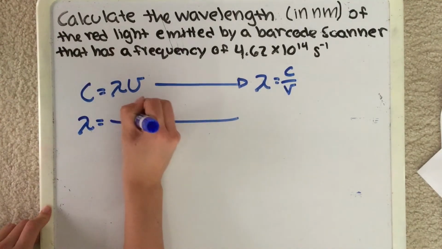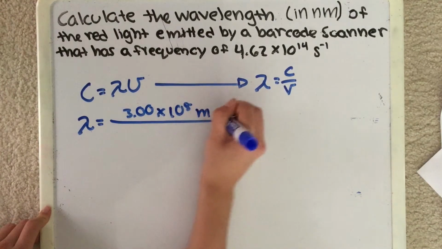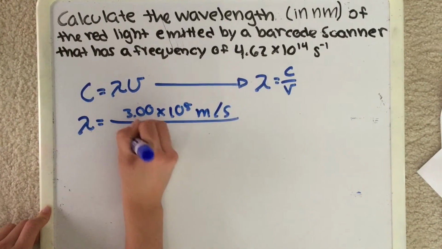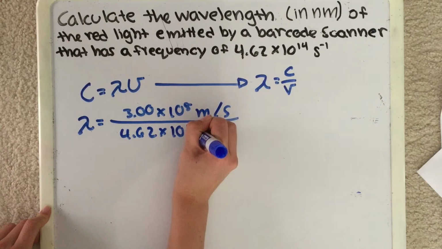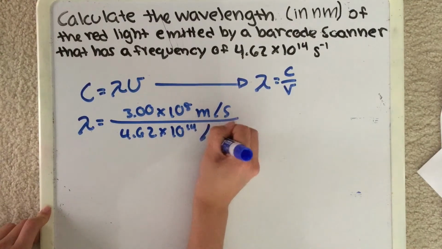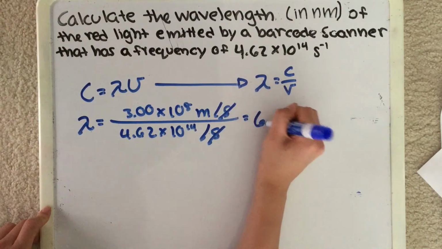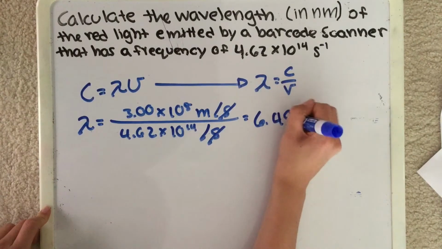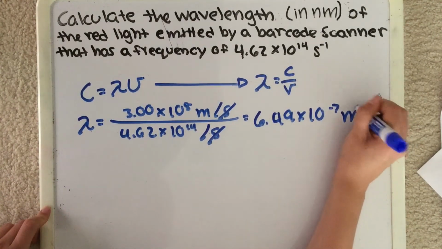We know speed of light is 3.00 times 10 to the 8th meters per second. And in the problem, we are given the frequency, which is 4.62 times 10 to the 14th per second. The seconds cancel out, and after calculations, we are given the answer 6.49 times 10 to the negative 7th meters.